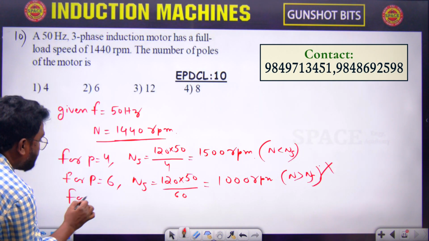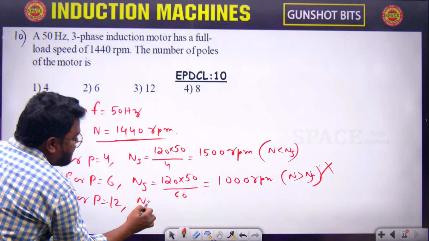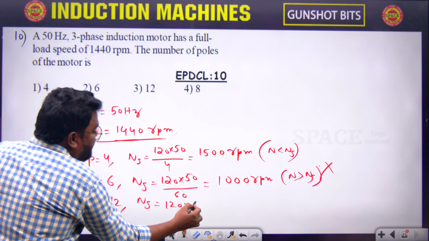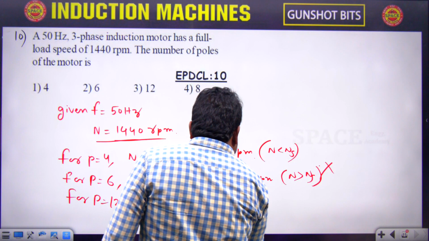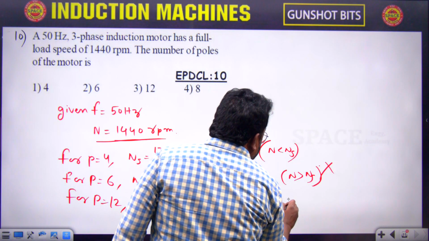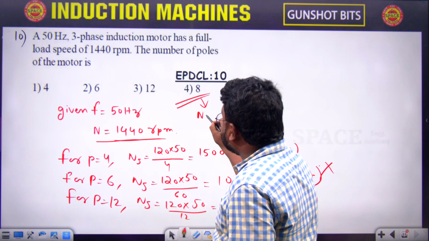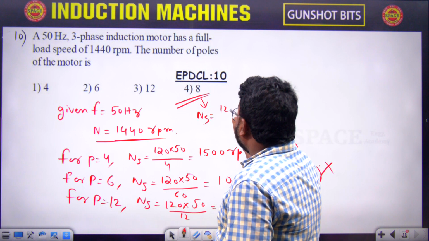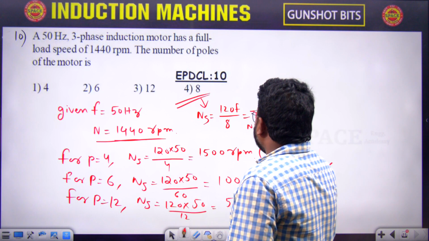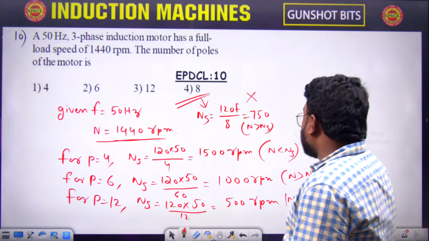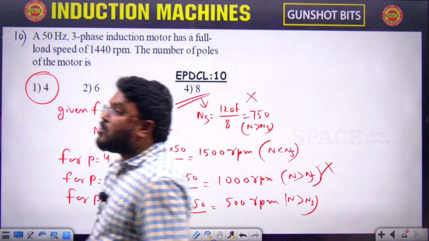And for P equal to 12 poles, the synchronous speed is equal to 120 times 50 divided by 12, which is 500 rpm. So this is also N greater than Ns. Now if we consider 8 poles also, then the synchronous speed is equal to 120 f divided by 8, so it is 750 rpm. This is also N greater than Ns, so this is also not suitable for the motoring mode of operation. So for a 3-phase induction motor only 4 poles is possible.